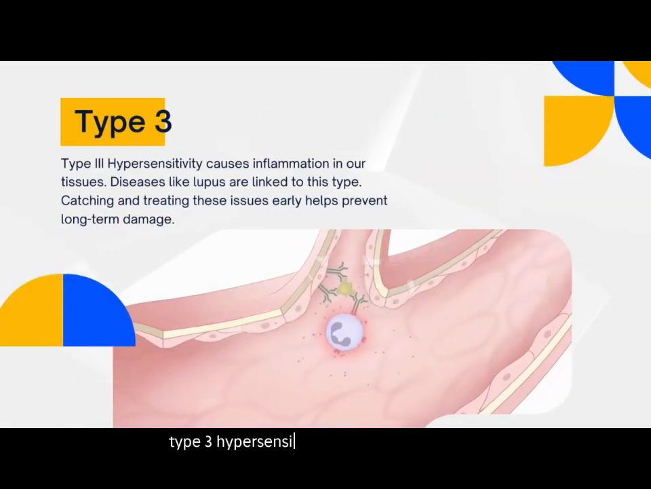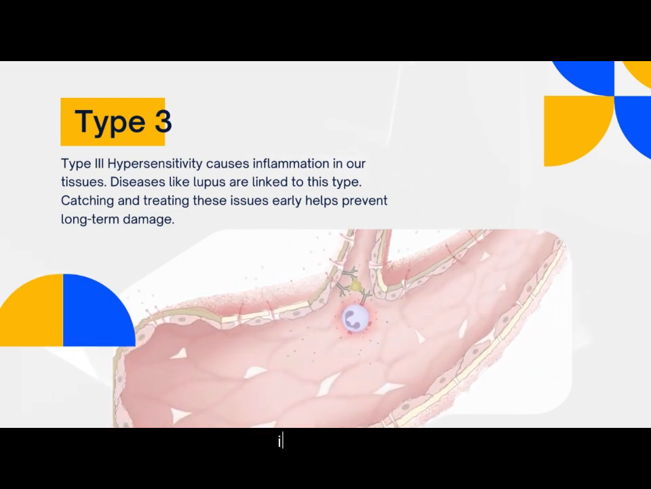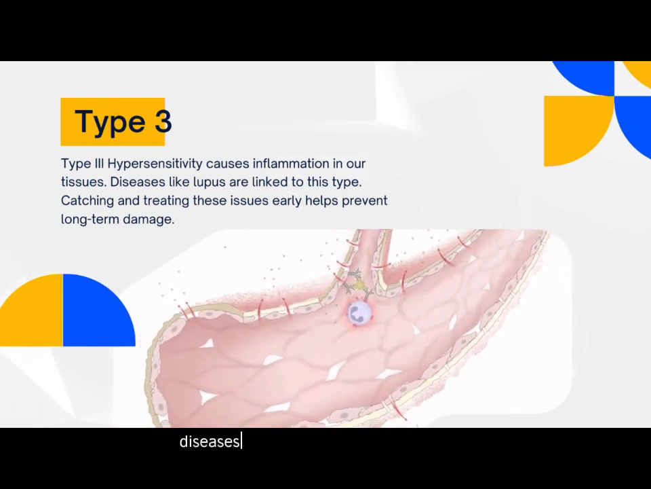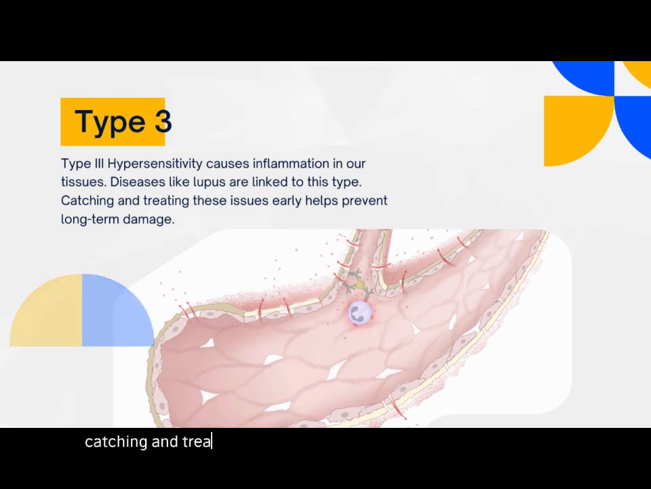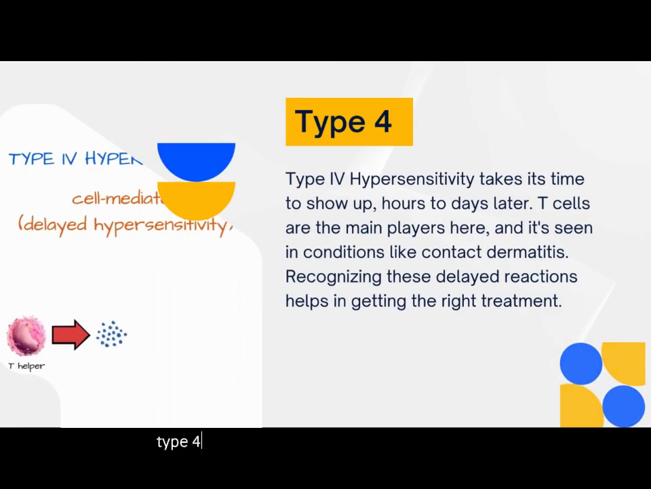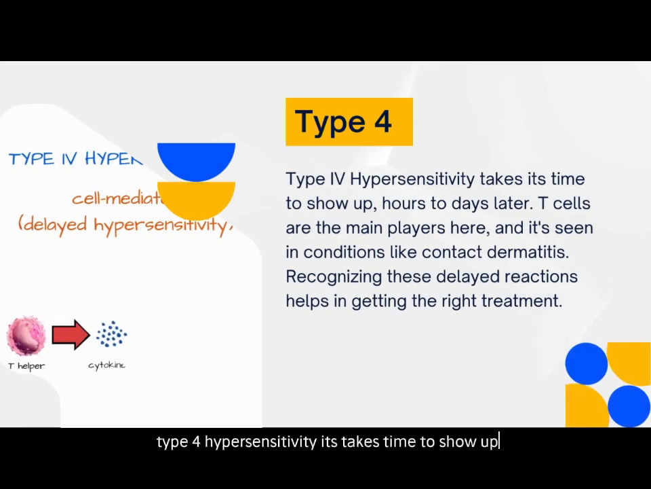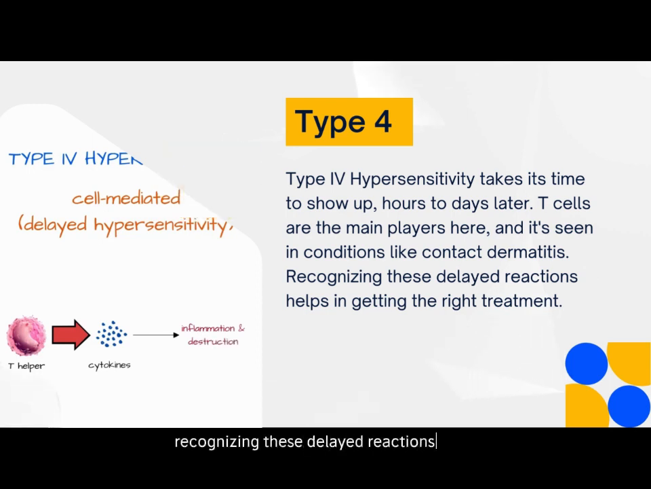Type 3 hypersensitivity causes inflammation in our tissues. Diseases like lupus are linked to this type. Catching and treating these issues early helps prevent long-term damage. Type 4 hypersensitivity takes its time to show up. Hours to days later, T cells are the main players here, and it is seen in conditions like contact dermatitis. Recognizing these delayed reactions helps in getting the right treatment.